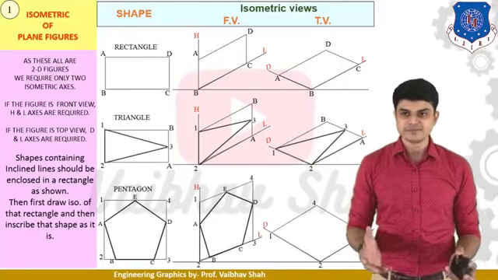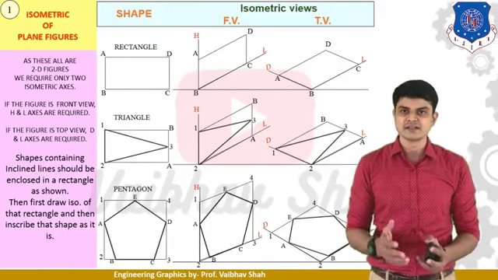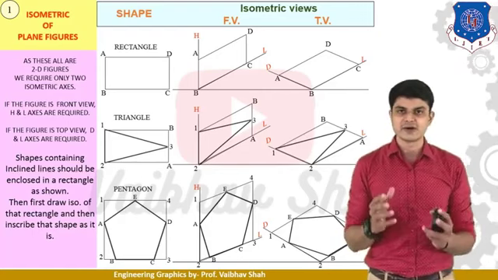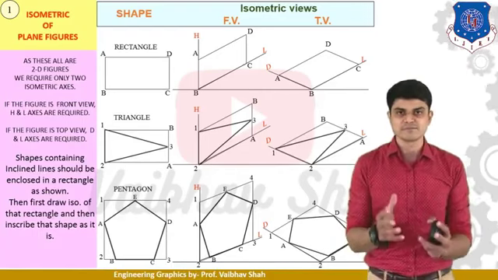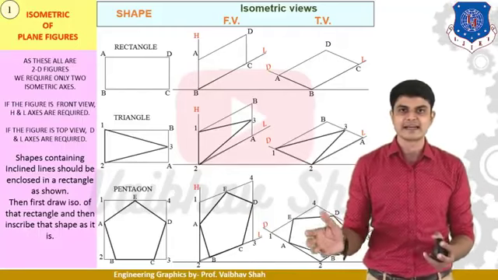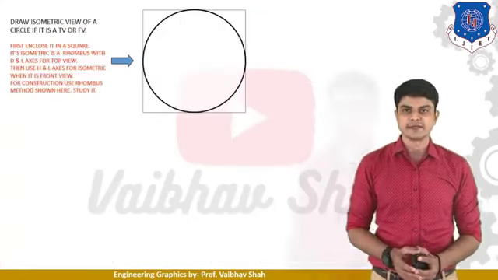It's very easy, right? So whenever you have any shape other than a rectangle, such as a pentagon, hexagon or square, you need to enclose this particular object in a rectangle, and thereafter redraw the rectangle and identify points on the lines. You will have your final views generated.